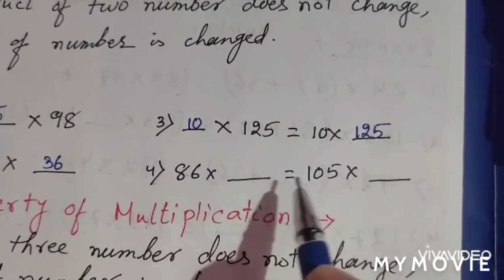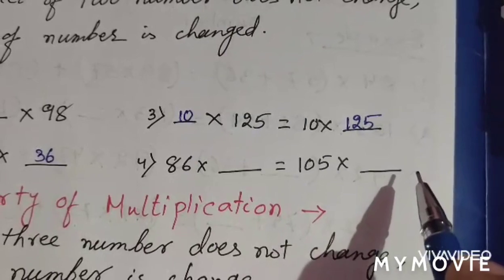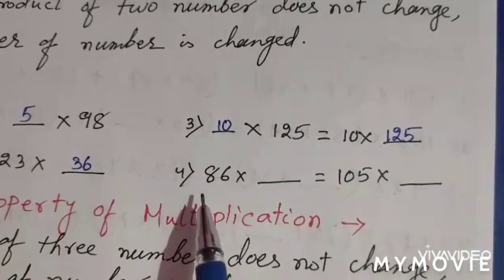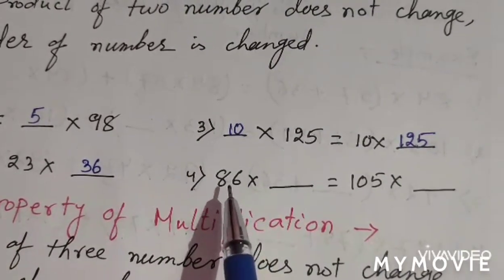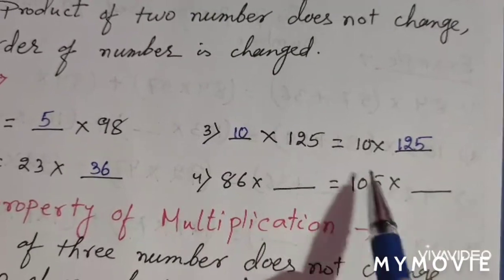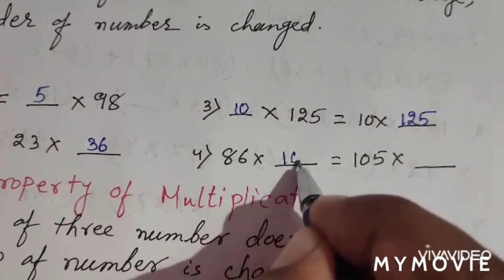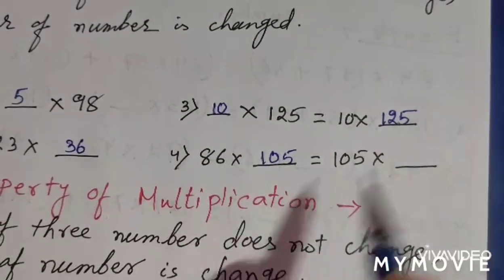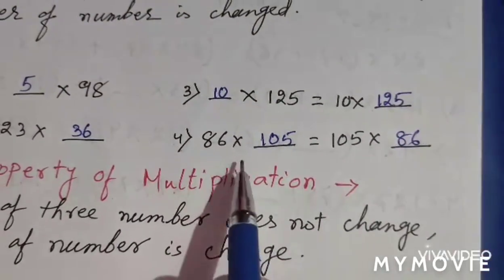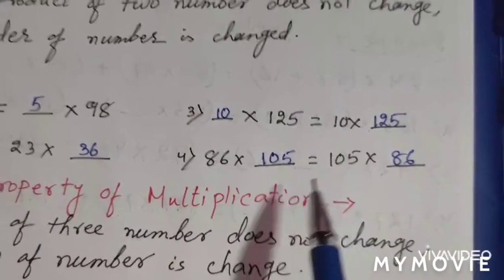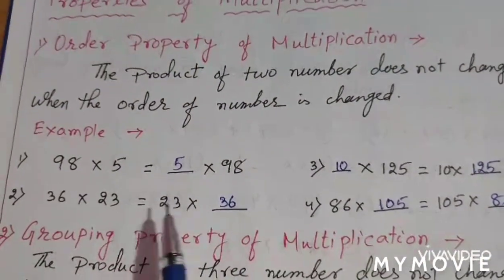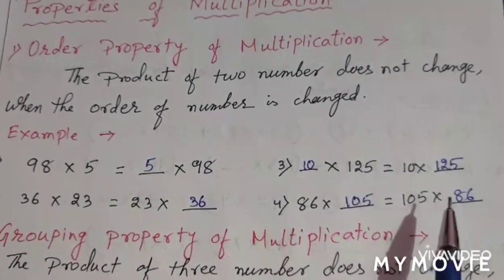86 into dash equals 105 into dash. Okay, here is a different number, here also a different number, but what is given here is not given here, and what is given here is not given here. So this one will be written over here, 105 will be written over here, and on this side we write 86. Now it's coming equal. Like this you can do the problems which are given in the exercise.